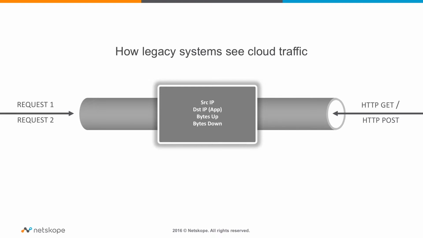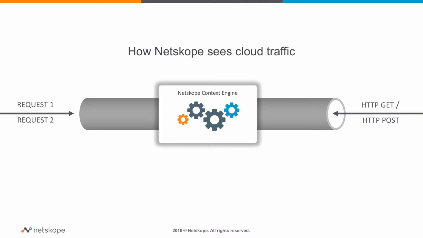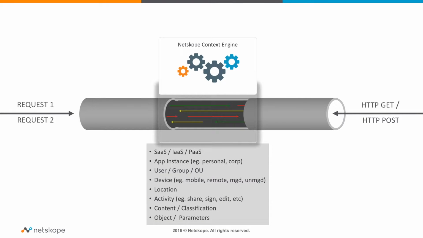Unlike traditional methods that are only able to see basic web session details such as bytes up, bytes down, and what the application is, Netskope uses a patented technology to decode at the API level rich contextual details about activities and data spanning thousands of cloud services.